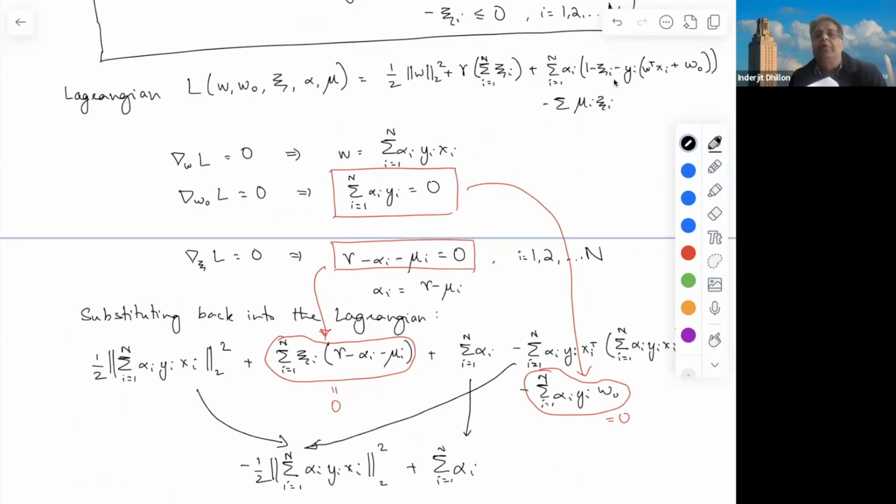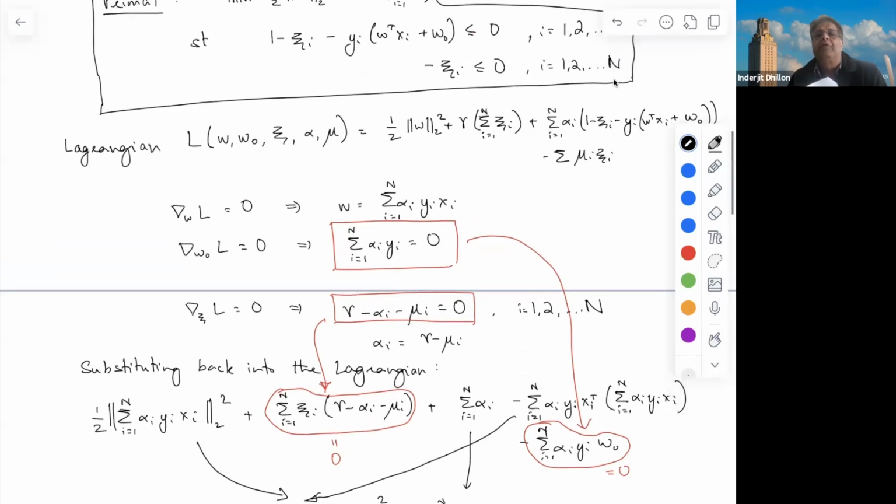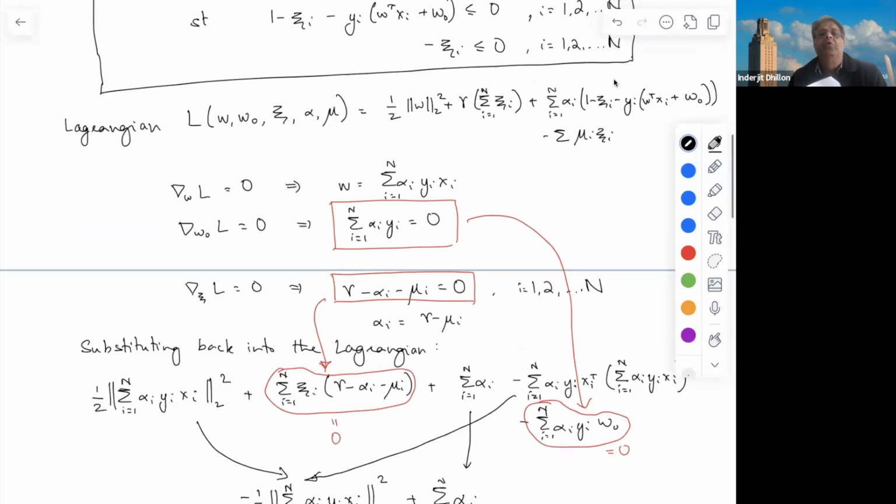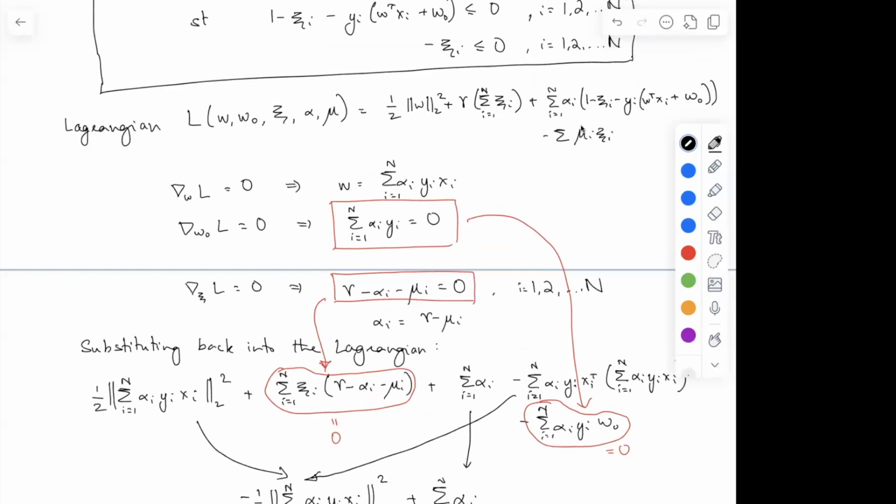So the alpha i's were the dual variables corresponding to this inequality constraint. So you will get an alpha i times psi i term, which is new now compared to the linearly separable SVM problem that we did. Yeah, that makes sense. Sorry, I missed that psi i term there. But yeah, thank you.